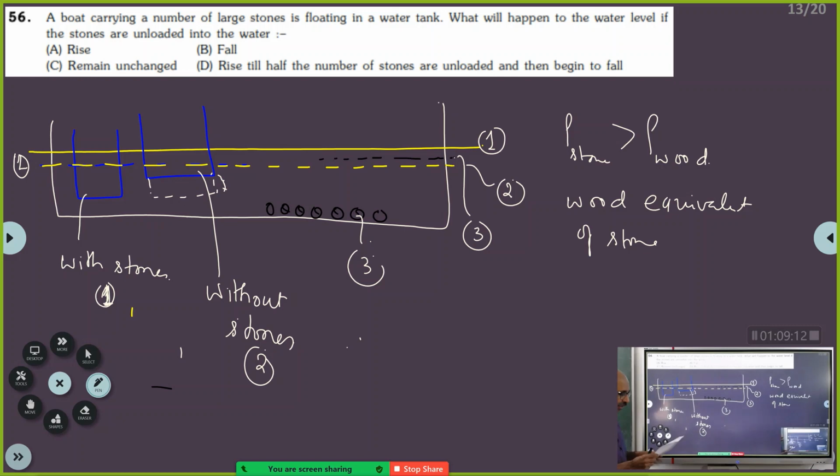Which problem is this? 56th problem. 56B. We got the answer B. Okay, fine. I think this is good work, no? Assuming things like this and getting the conclusion like this. See, I have not used any formulas at all here. It's just by logic that things have been worked out.